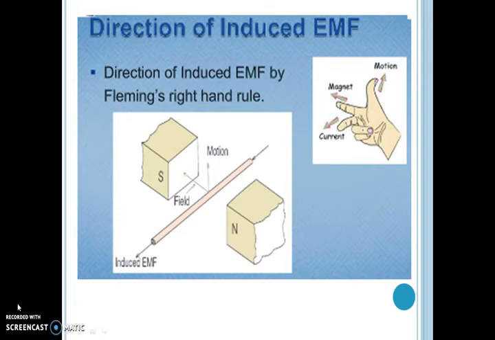If we extend our fingers, thumb, forefinger and middle finger, the forefinger shows the direction of magnetic field and the thumb shows the direction of motion of conductor, that is the direction of induced EMF, and the middle finger shows the direction of current.